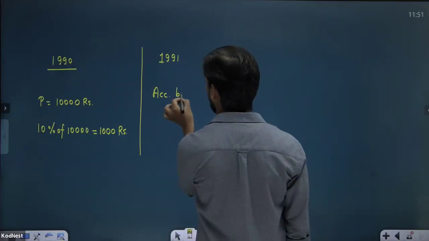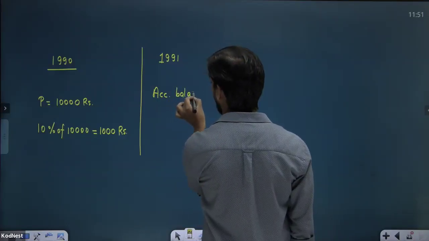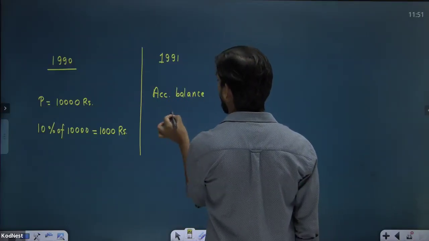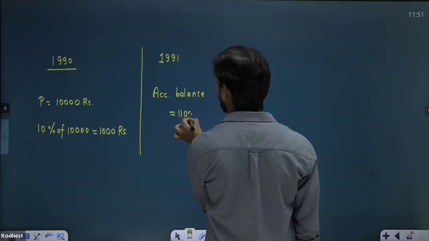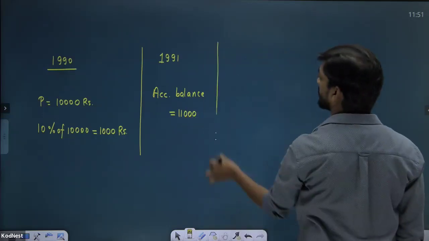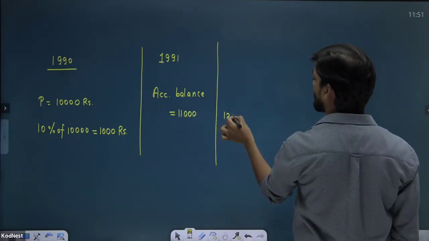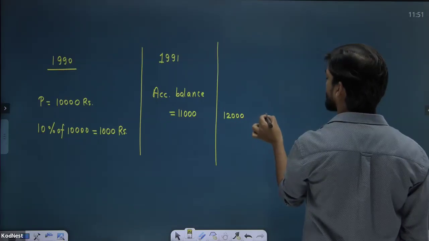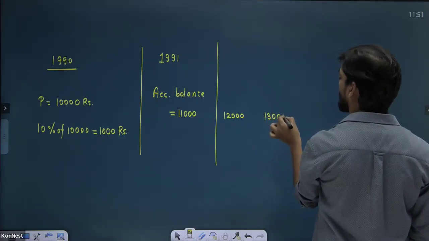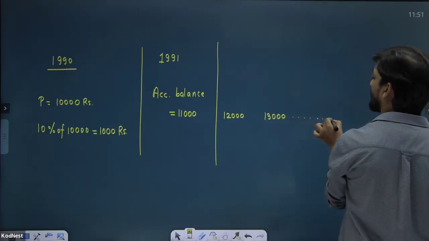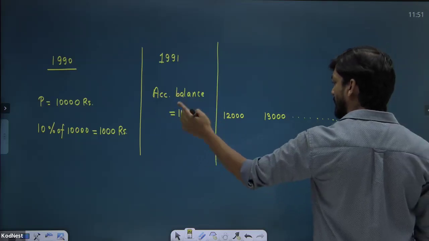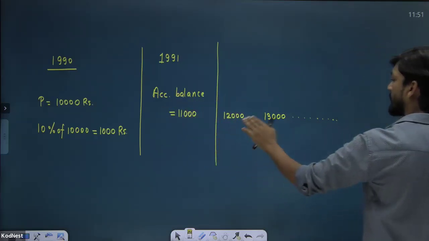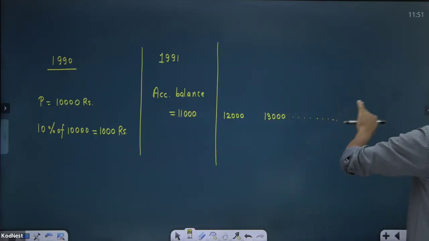Account balance will always change, right? Because interest will keep on adding. So account balance is now 11,000. Next year, 12,000. Next year, 13,000. It will keep on changing: 10,000, 11,000, 12, 13, 14, 15. Like that, it will keep on changing.